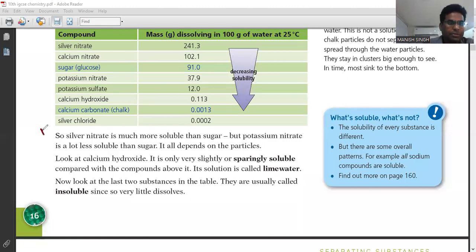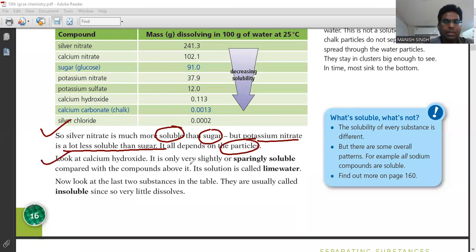Now look at the next point. So silver nitrate is much more soluble than sugar, but potassium nitrate is not less soluble than sugar. It all depends on the particles. So look at the calcium hydroxide. It is only very slightly or sparingly soluble in water. The solution is called lime water.